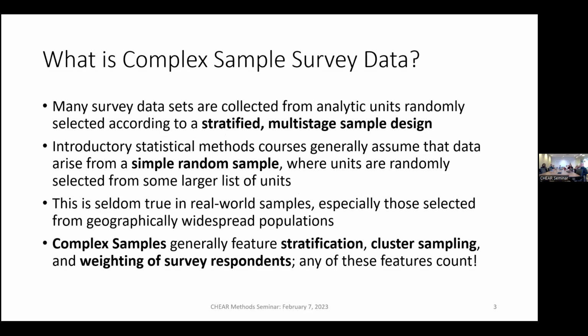So just to get started with what is complex sample survey data, many national survey data sets are collected from analytic units, could be people, could be businesses, could be establishments, that are randomly selected according to a stratified multi-stage sample design. So the sample design itself has very complex features. And the common feature of all these sample designs is that they're probability samples. So in the sample design, everybody has a known probability of being selected. Every unit has a known probability of being selected before the sample is actually selected.